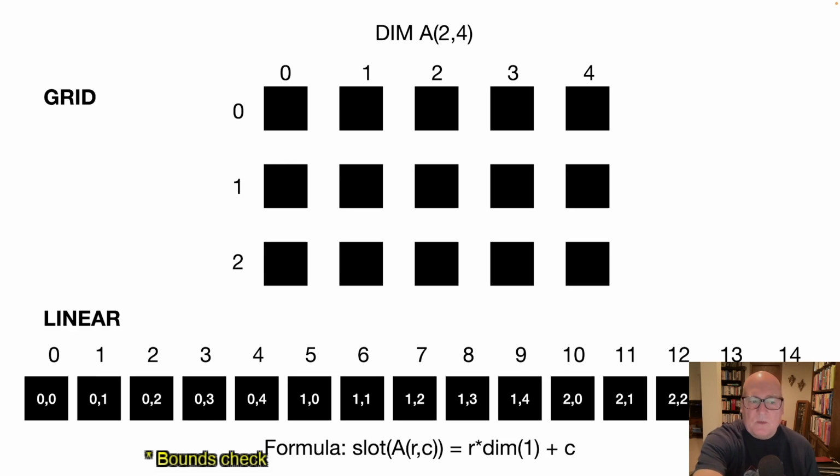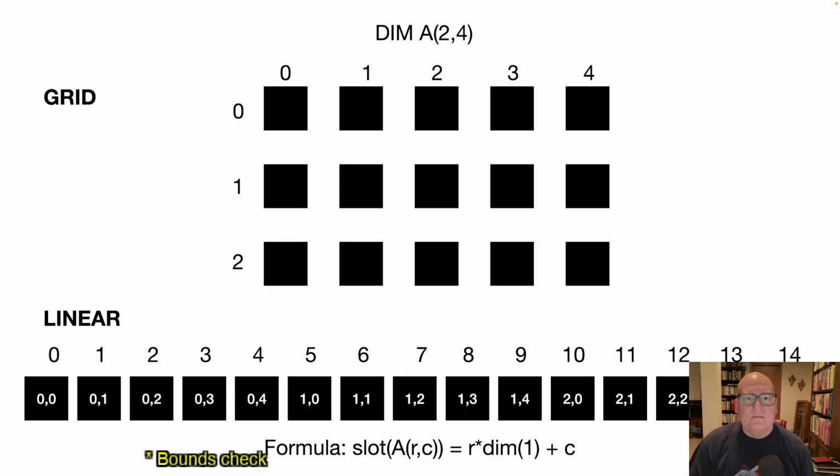So 0, 1, 2, 3, 4, row 1, 0, 1, 2, 3, 4, row 2, 0, 1, 2, 3, 4. And the formula for this is the slot number, so like 0, 1, 2, 3, 4 on the top of that linear section. For A at row, column, it is the row times the dimension, the first dim 1, which is the dimension of the second thing. We're counting our dimensions from 0. So A sub 2, comma 4, dim 1 is 4.